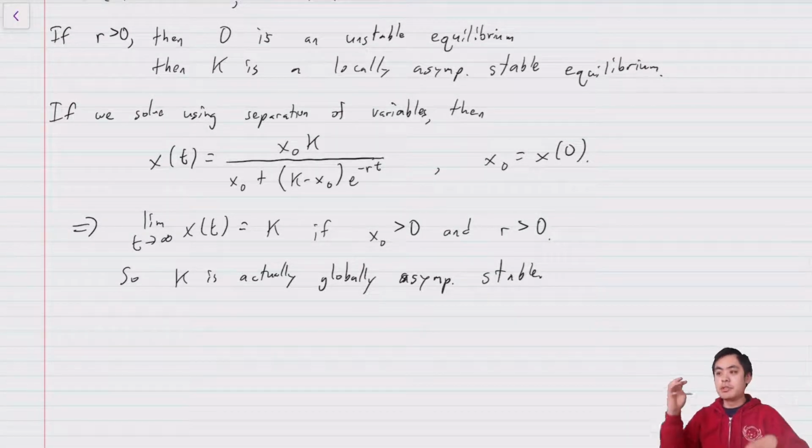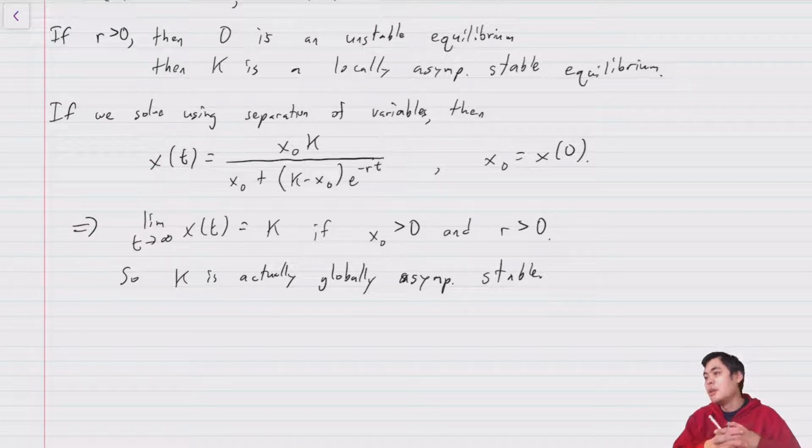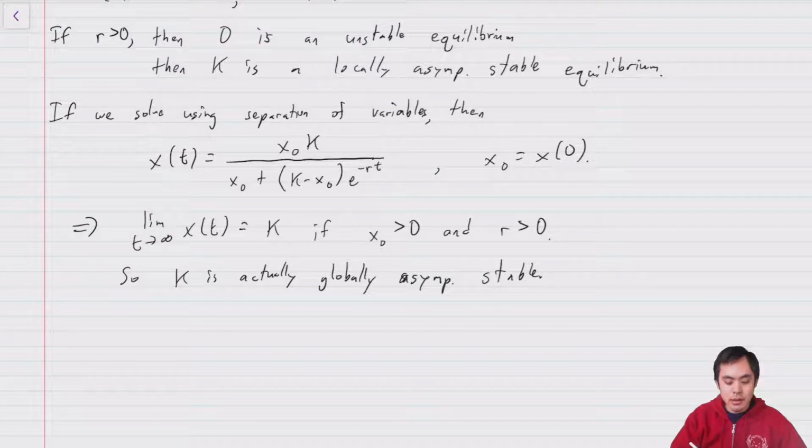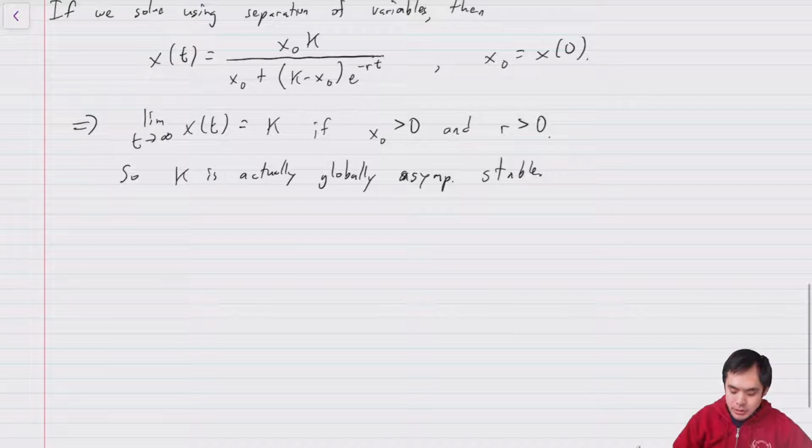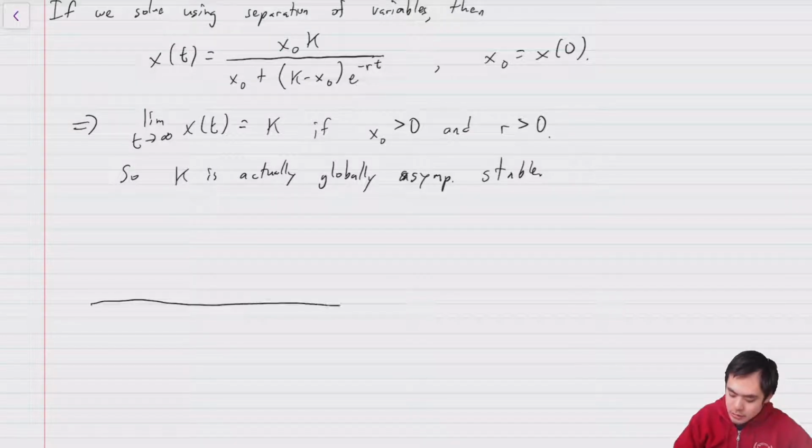So all the solutions, if r is greater than 0 and your initial starting point is greater than 0, then you will go to the carrying capacity k, even if you start below or above. And so this is a nice result because it means that, if you have, let me draw this out.